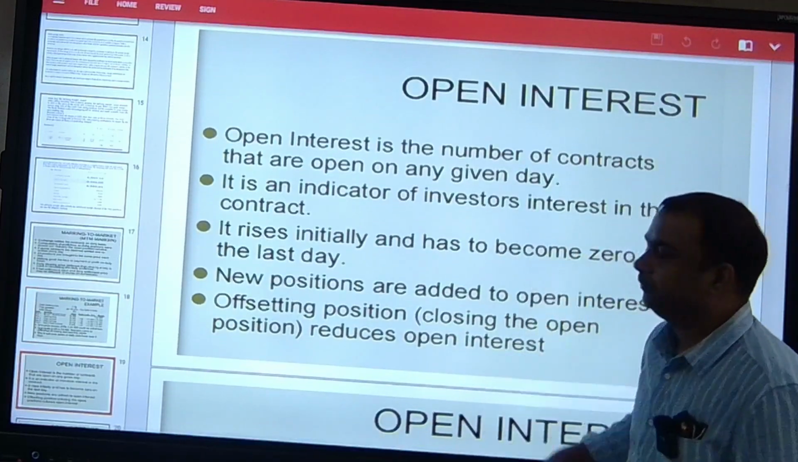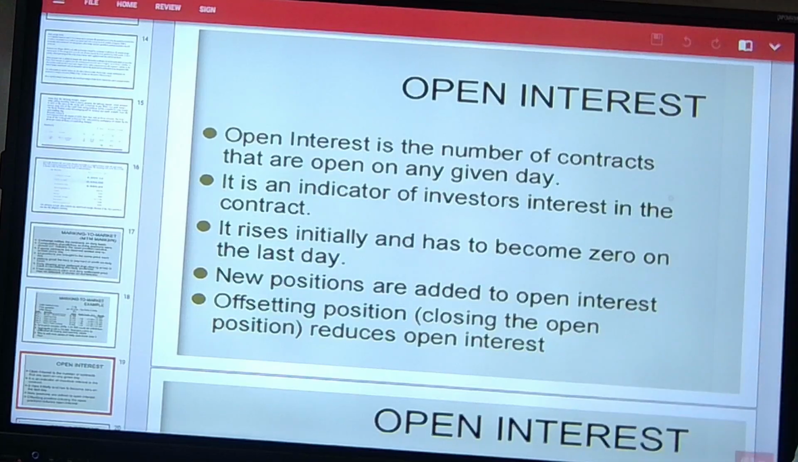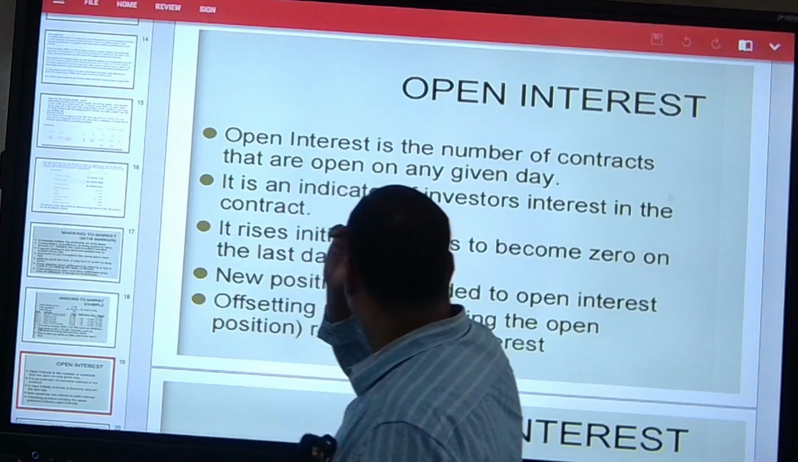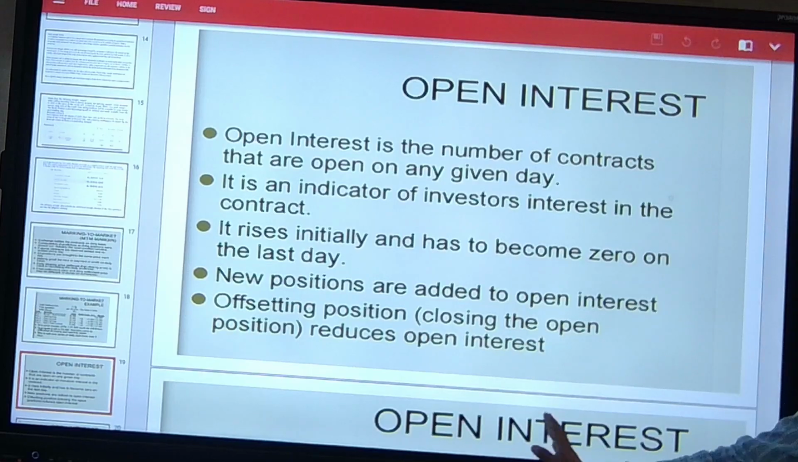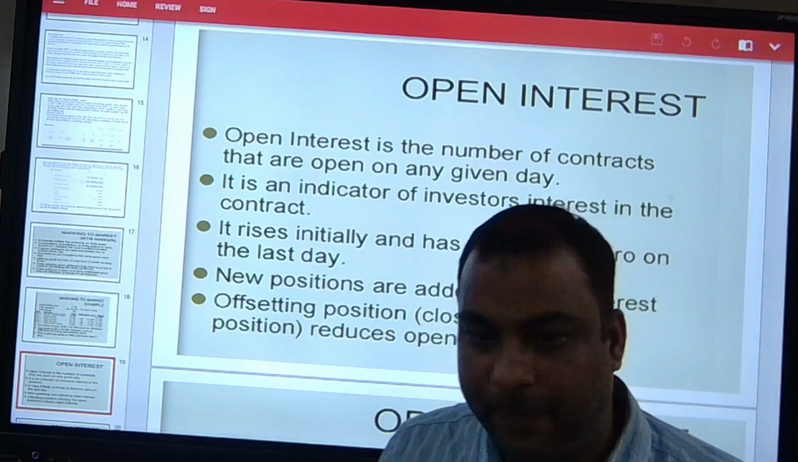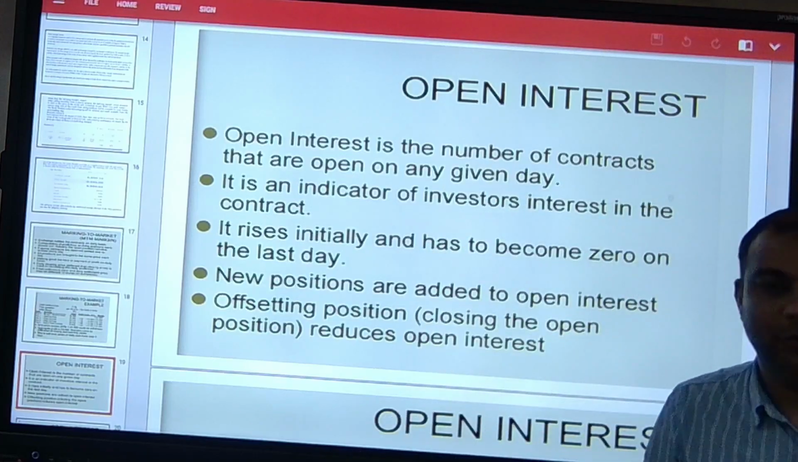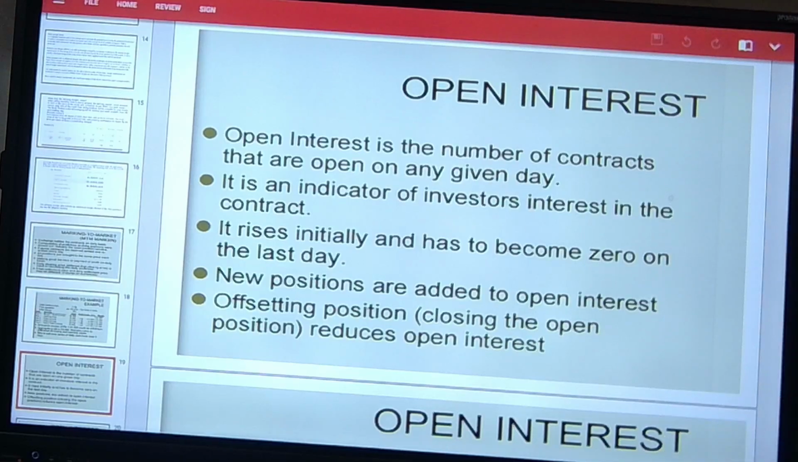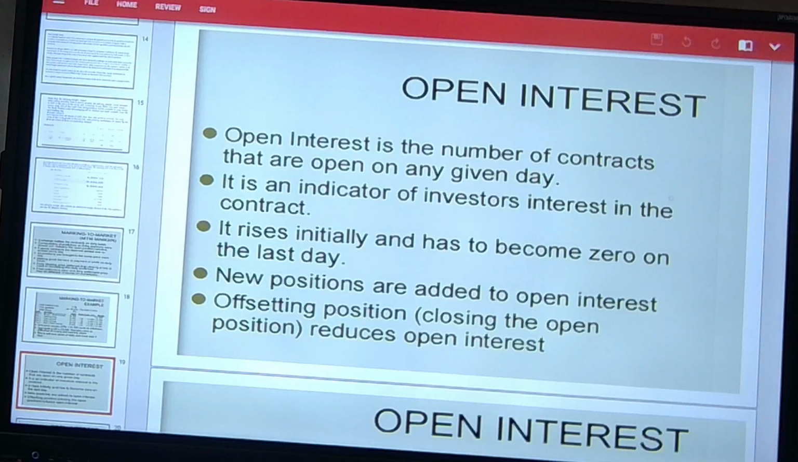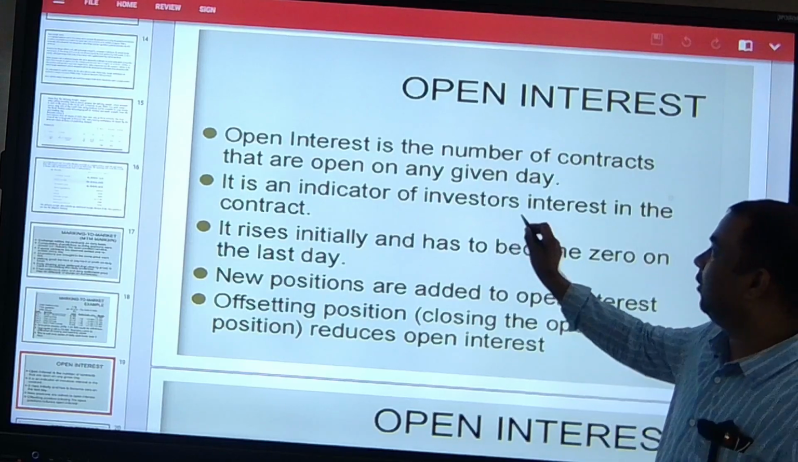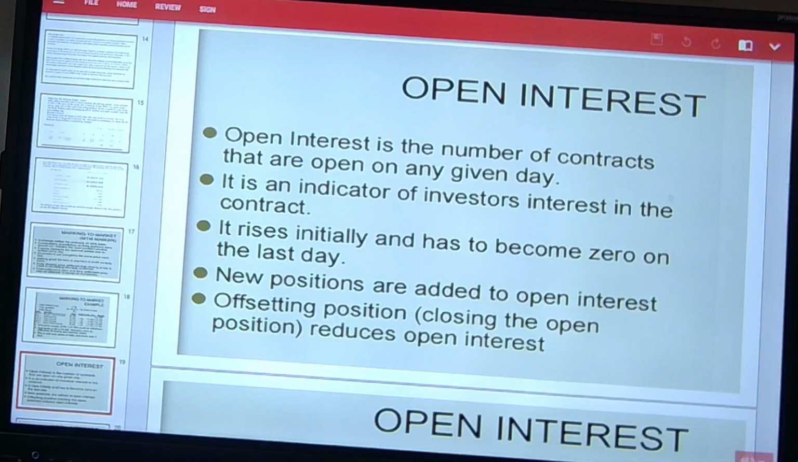Open interest. Look here, what is open interest? Open interest is the number of contracts open on any given day. It is also a very important topic. Open interest comes under trading activity. Open interest and volume. Volume means number of contracts traded. And open interest means number of contracts open, whether it is a sell contract or buy contract. So it is an indicator of investor interest in the contract.